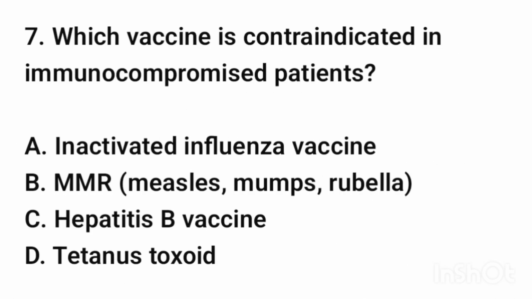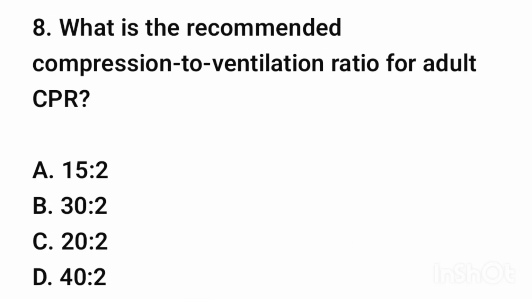Question number 7. Which vaccine is contraindicated in immunocompromised patients? The correct answer is option B, MMR. Question number 8. What is the recommended compression to ventilation ratio for adult CPR? The correct answer is option B, 30:2.